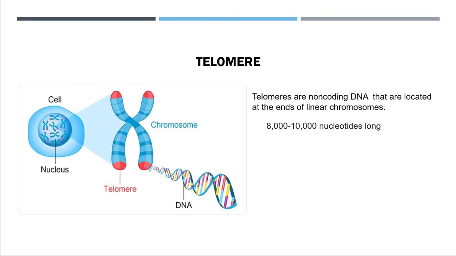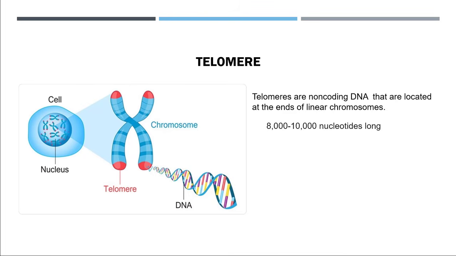Look at the picture. You can see this is the cell having a nucleus in it, and inside the nucleus we have chromosomes. The end portion of this chromosome that is showing in red color is basically the telomeres. The DNA that is present over there has non-coding regions. It means they don't have any kind of genes that are necessary for our survival. In human beings, we have approximately 8,000 to 10,000 nucleotides long telomeres in our chromosome.